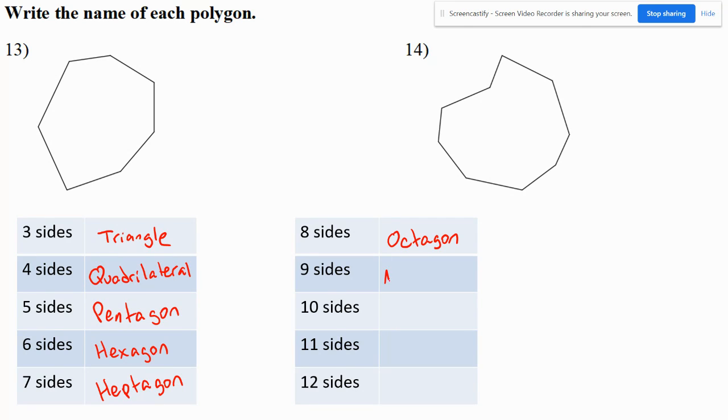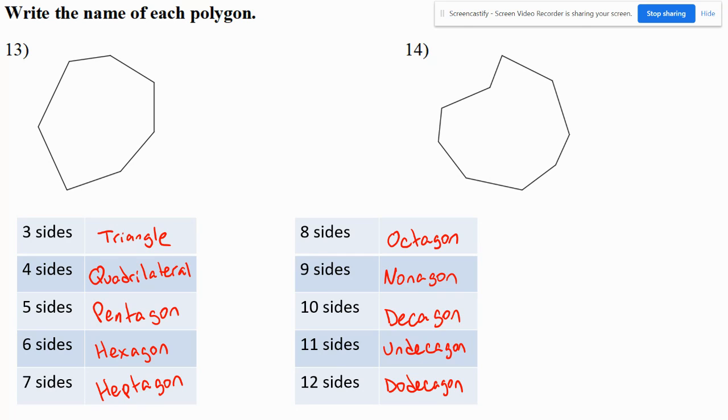Now, for 9 sides, we're going to call that a nonagon. For 10, let me think of the word. Think of the word that means 10 years. 10 years is a decade. So we're going to call this a decagon. For 11, we're going to call it an undecagon. For 12, we're going to use the word dodecagon. Those are the names we're going to be using.